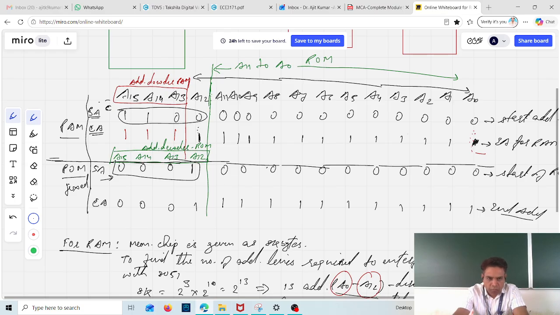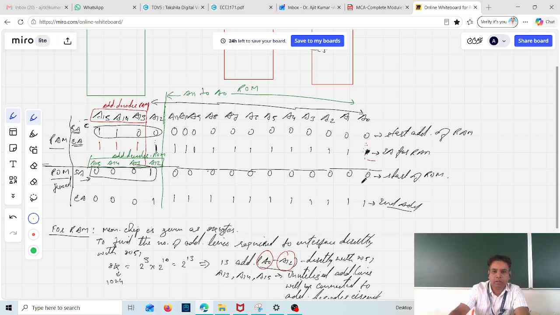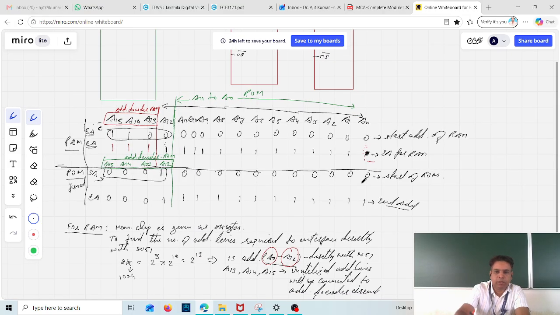What is, I mean, how the address decoder circuit is going to look for the RAM? The address decoder circuit will be having the input as A15, A14, A13. Whereas for the ROM, the input to the address decoder circuit is A15, A14, A13, A12. So from this context, if you see, I'll do one thing.